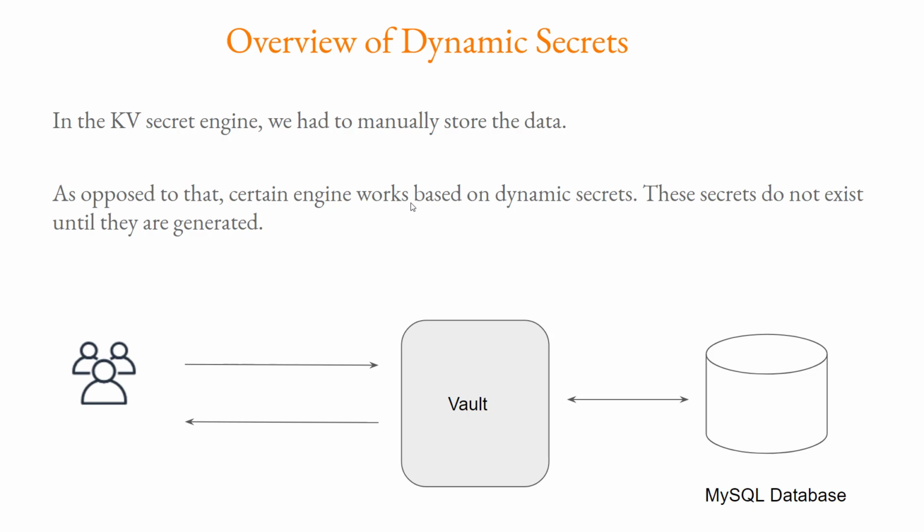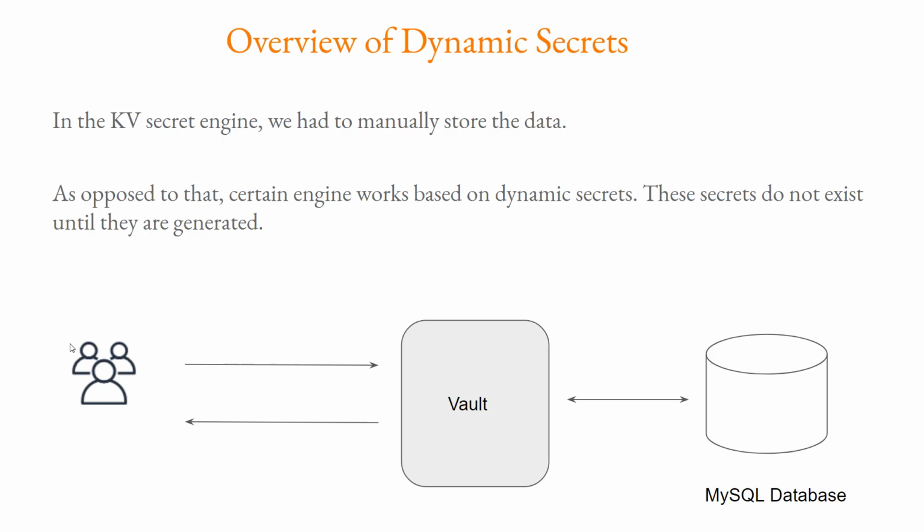Now, the idea behind dynamic secrets is that whenever a user requests them, the secrets are generated at that moment of time. So these secrets do not exist unless and until they are generated. Let's quickly understand this with a simple use case where you have a user, you have a Vault, and you have a MySQL database.